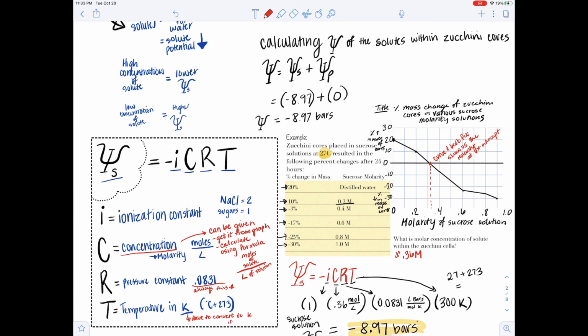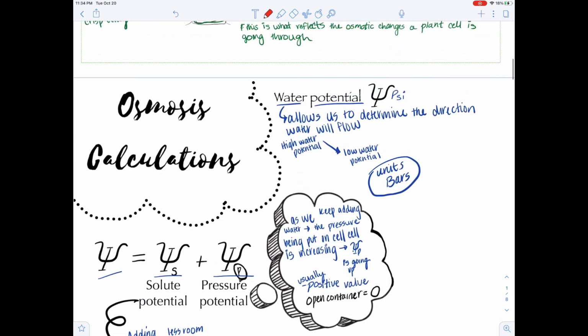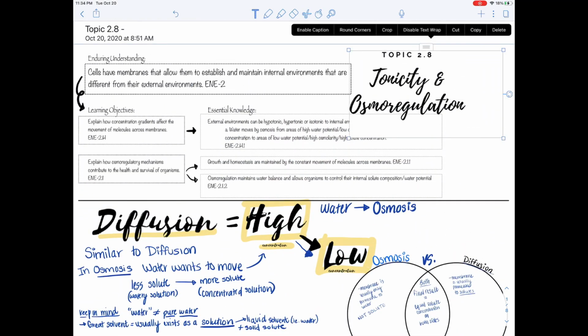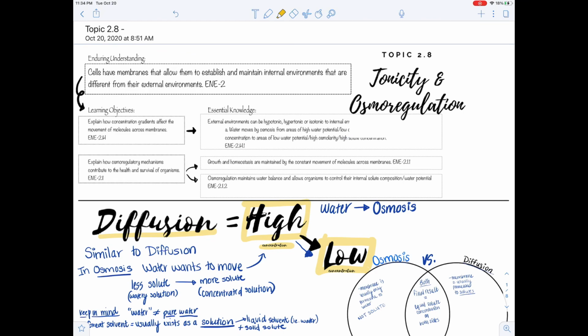Your temperature has to go into the formula in Kelvin. If you plug in Celsius, it's not going to work and your answer will be wrong. So you have to convert to Kelvin from Celsius. Ionization constant, these are the two that you're really going to need to know. NaCl is 2, sugars are 1. This formula altogether is available for you on the AP formula chart, and so is the formula for water potential. So use those formula charts. Okay, that is it for topic 2.8.